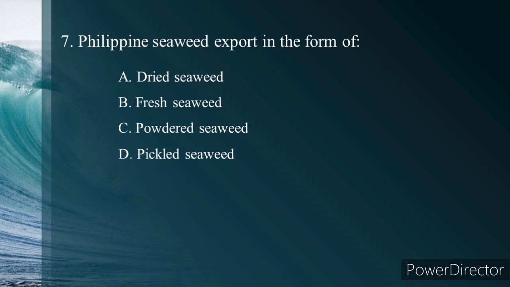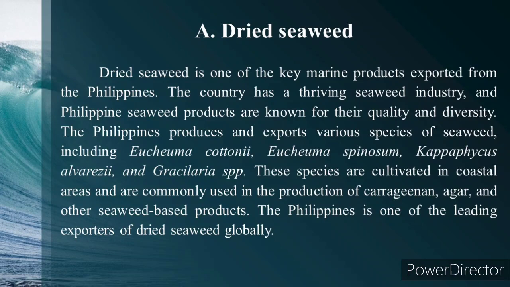Dried seaweed is one of the key marine products exported from the Philippines. The country has a thriving seaweed industry, and Philippine seaweed products are known for their quality and diversity. The Philippines produces and exports various species of seaweed, including Eucheuma cottonii, Eucheuma spinosum, Kappaphycus alvarezii, and Gracilaria spp. These species are cultivated in coastal areas and are commonly used in the production of carrageenan, agar, and other seaweed-based products. The Philippines is one of the leading exporters of dried seaweed globally.